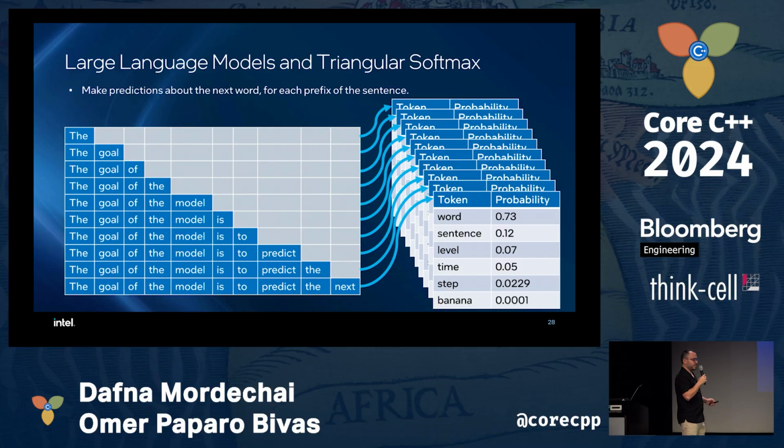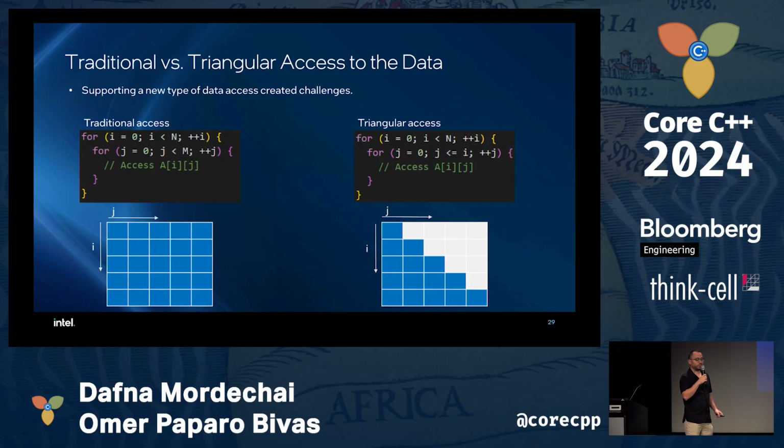So the main challenge here was not to implement softmax, because that's something we already have. The main challenge here was a new kind of data access pattern, which is a triangle access pattern. You can see on the left the traditional access pattern, two loops nested in each other with constant bounds, and on the right there's the triangular data access, where the inner loop is dependent on the induction variable of the outer loop.